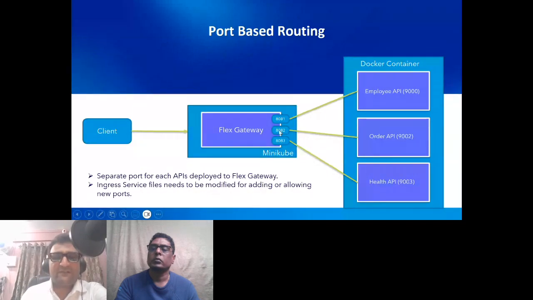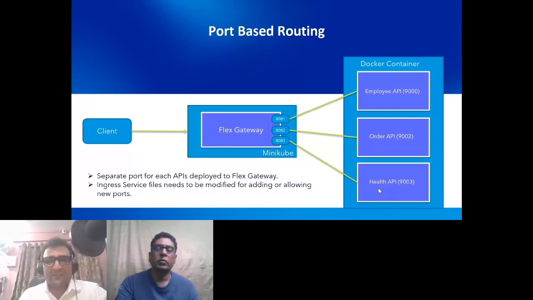Whenever a request comes to 8082, it will route to order API running on 9002. Whenever the request comes to 8083, it will route the request to health API, which is running on 9003. So I think this is not a good approach, because if you have 1,000 APIs, we need to open 1,000 ports, right? So we have another approach, path-based routing.